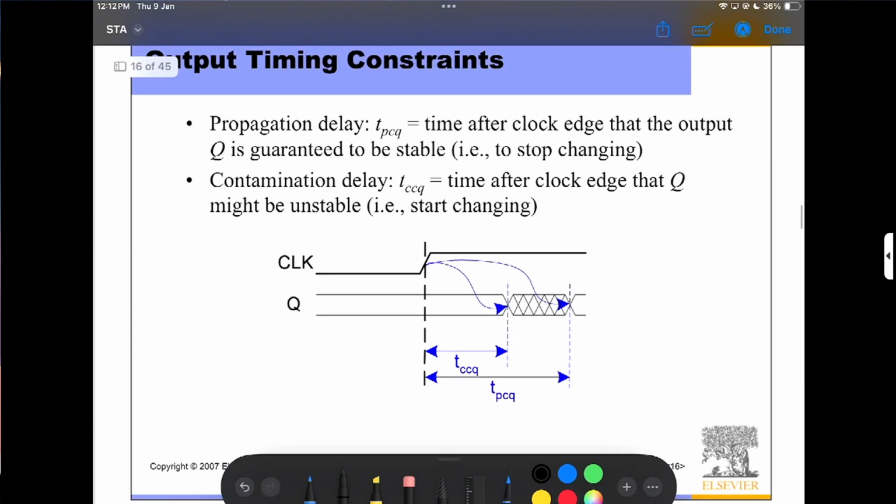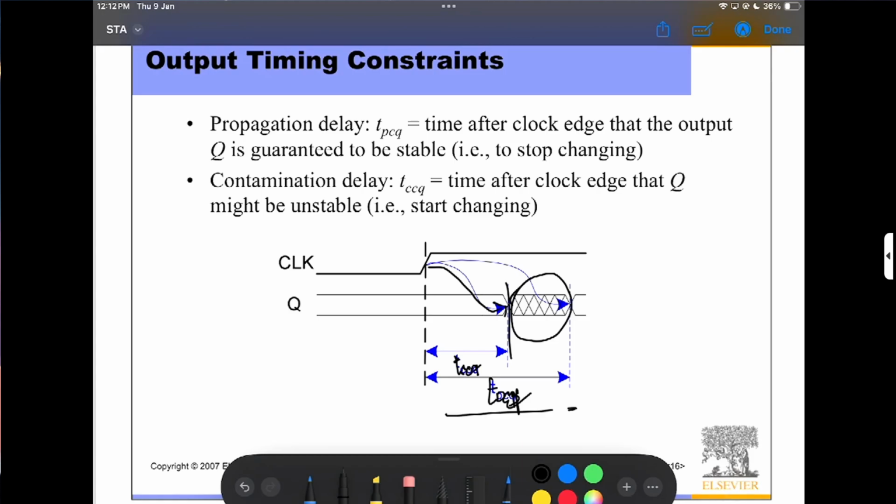So here is the clock. The clock is changing here. Also Q, Q is my output. So here the transition has happened. There is a t_CQ delay, the clock to Q contamination delay. And here some changes also happen due to the capacitor. So that's the t_PCQ.